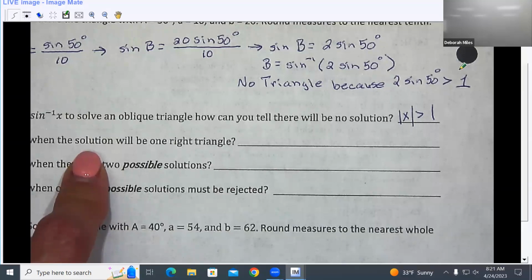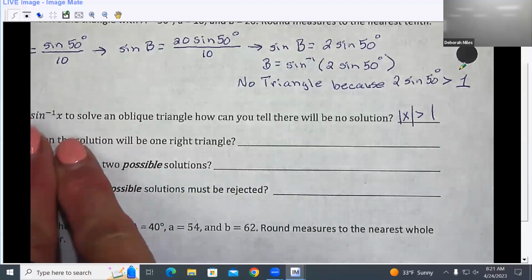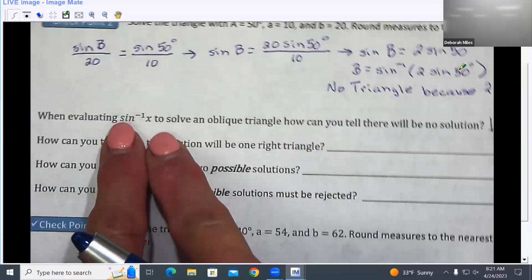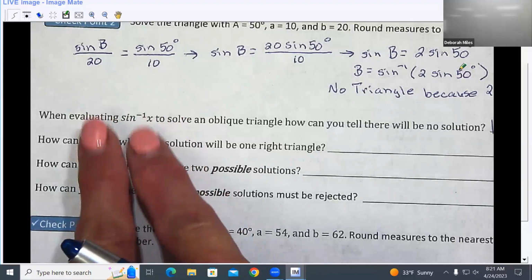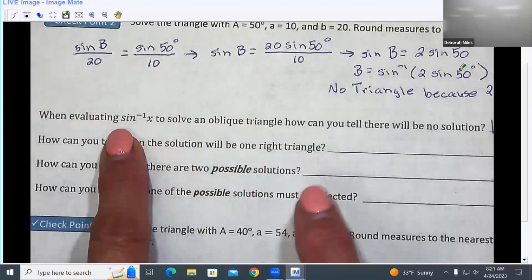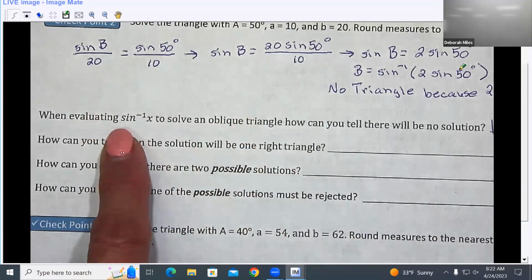Austin, did you have an idea? Angle A and angle B. If angle C is 90, then... But I don't know all the angles yet. I'm trying to use inverse sines, and I'm trying to figure out what would cause inverse sine to just give me one right triangle. Madison, what are you thinking?